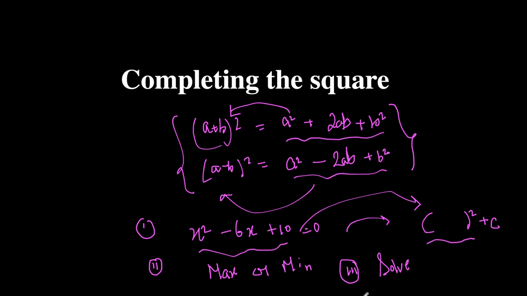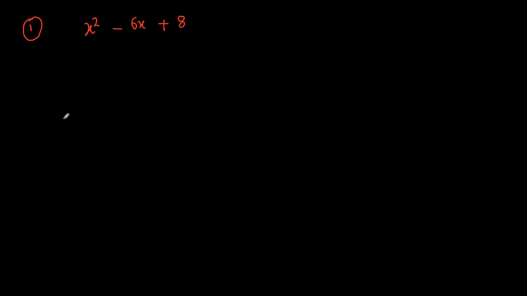Okay, so I will start with the easiest question, which is x square minus 6x plus 8. Right now this is an expression, so we can't say solve it. I just have to express this in the square format, and there are three things you have to remember. The first thing is you need the coefficient of x square to be 1. That is the first step.